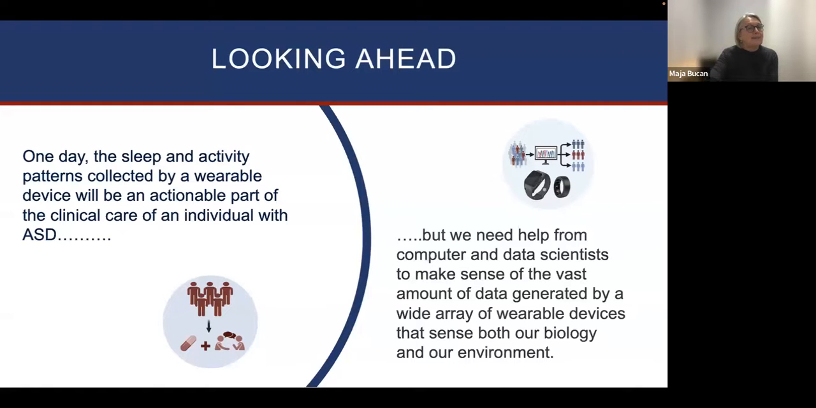So looking ahead, in my view, one day sleep and activity patterns collected by wearable devices will be an actionable part of clinical care of an individual with ASD. There is a lot of discussion about that around Penn and Children's Hospital. On the other hand, the amount of data that we are getting from sensors is vast, and it will be extremely important to turn to computer and data scientists who can help us to integrate this data and learn more about our biology and the interaction between our biology and environment.